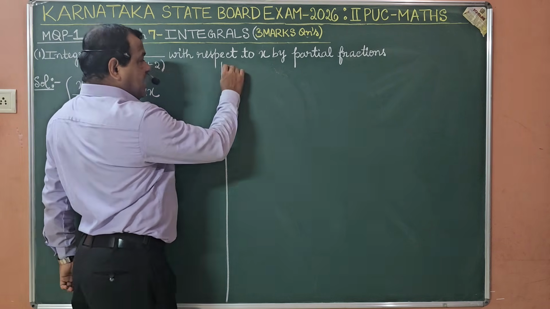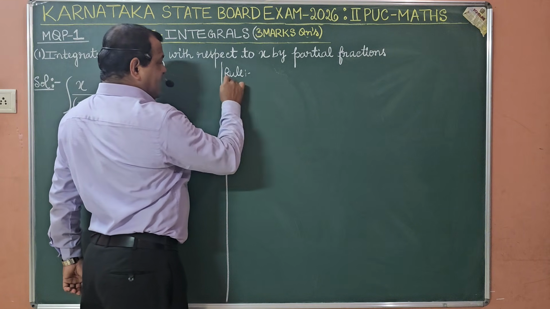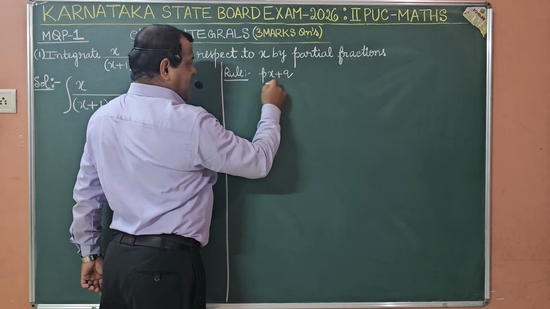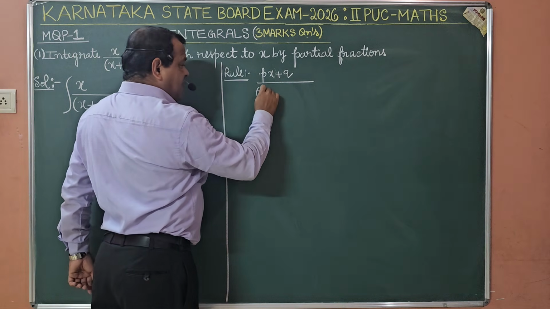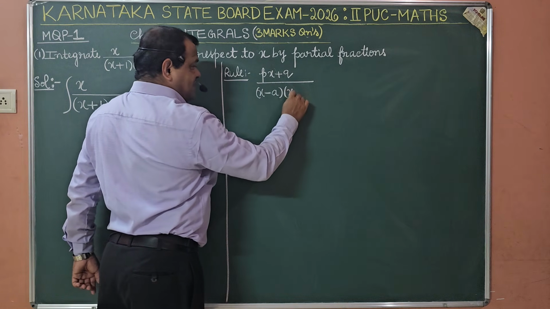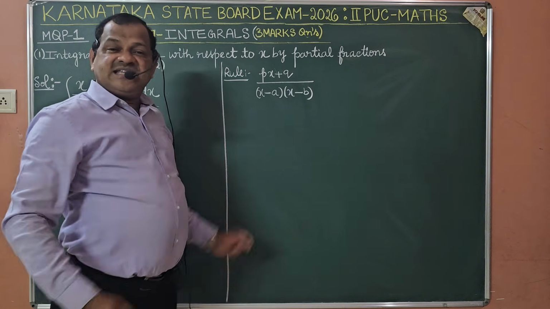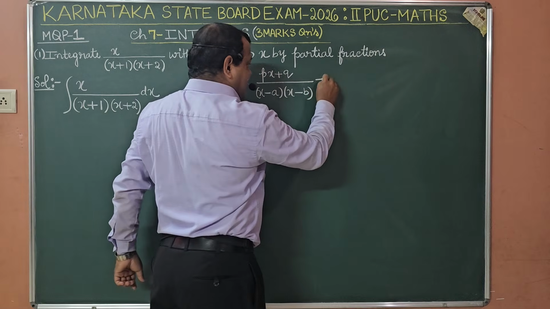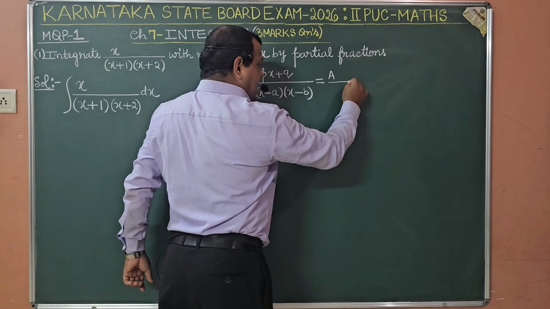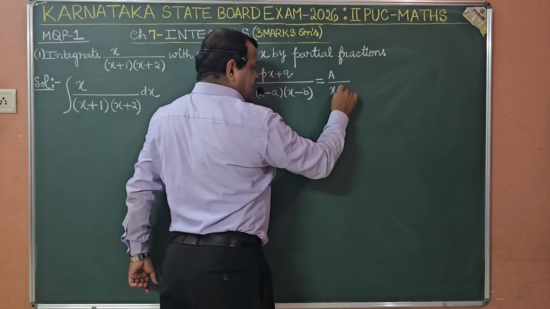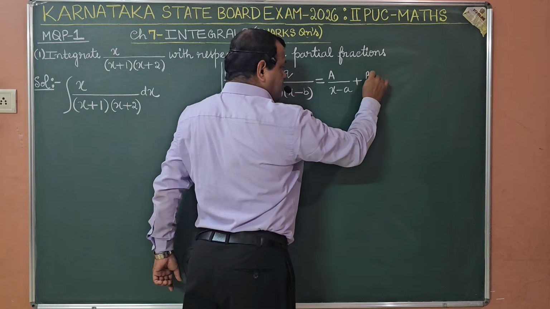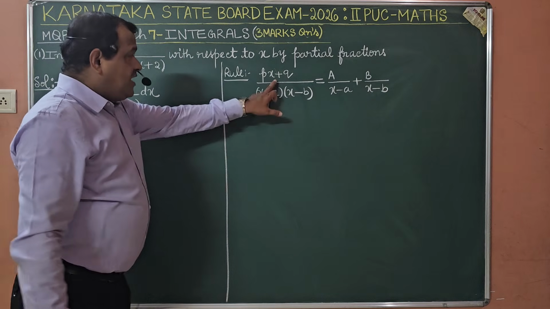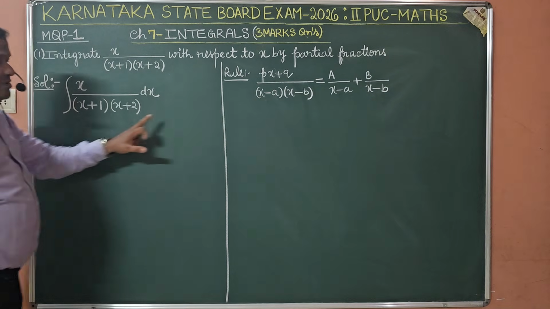First I mention the rule. The rule says, if any proper fraction is of this kind, px plus q by x minus a into x minus b, then this can be resolved into partial fractions on the right hand side as unknown A by x minus small letter a plus unknown B by x minus small letter b. Therefore, our integrand looks like this.